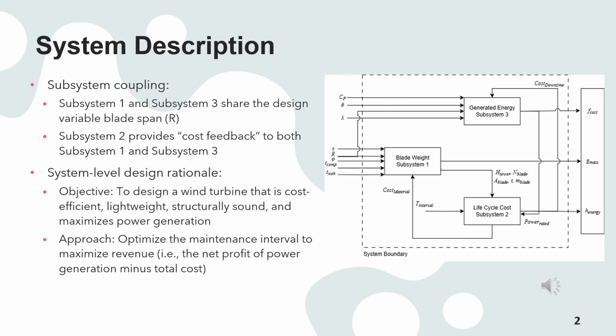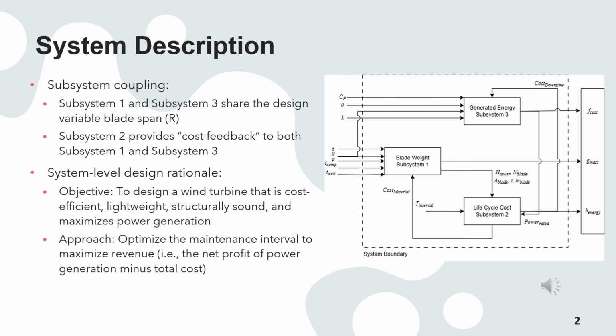Our system consists of three subsystems. First is blade width design, second is life cycle cost calculation, and the third is generated energy calculation. From the diagram on the right, subsystems 1 and 3 share the design variable blade span R. Additionally, subsystem 2 provides cost feedback to both subsystem 1 and 3, influencing the viability of their outputs.